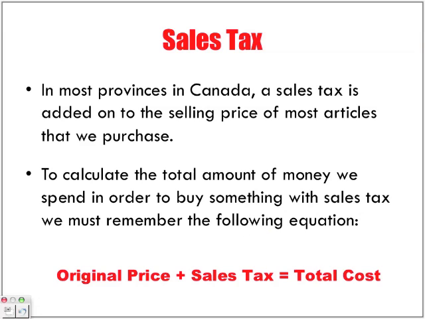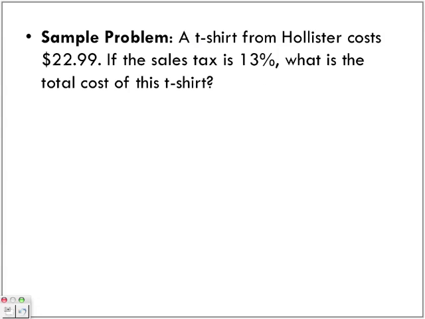So let's look at the first sample problem. A t-shirt from Hollister costs $22.99. If the sales tax is 13%, what is the total cost of this t-shirt? Now, we are dealing with word problems. A word problem will be worth more than just 1 mark, so here's where you can earn some marks without having your calculator. Let's say you didn't have one, as apparently has been the problem in this class and even in my other period class. What's important to start any word problem is to list the information.